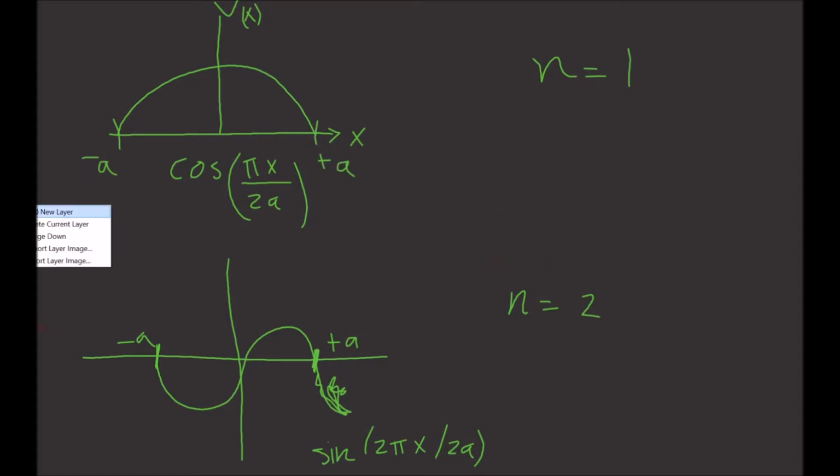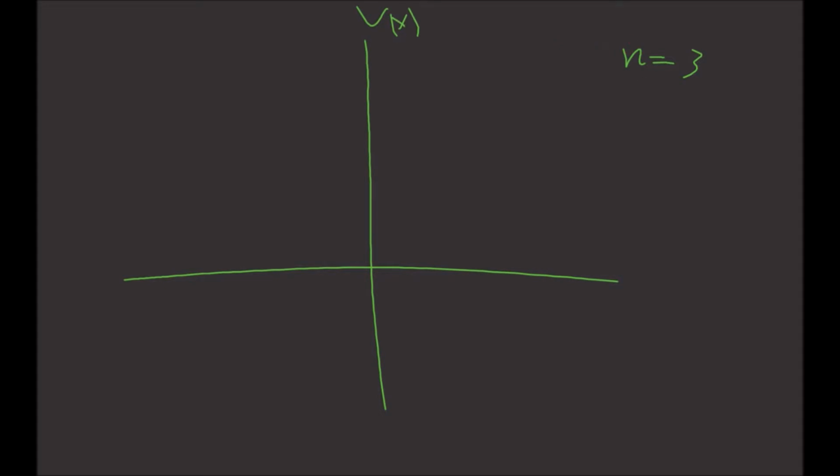Let's do one more where n is equal to 3. So n equals 3. We have our potential function V of x. I mean, no, psi of x, my bad. So this is cosine of 3 times pi times x divided by 2a. So here we have minus a, positive a, and it goes something like that.